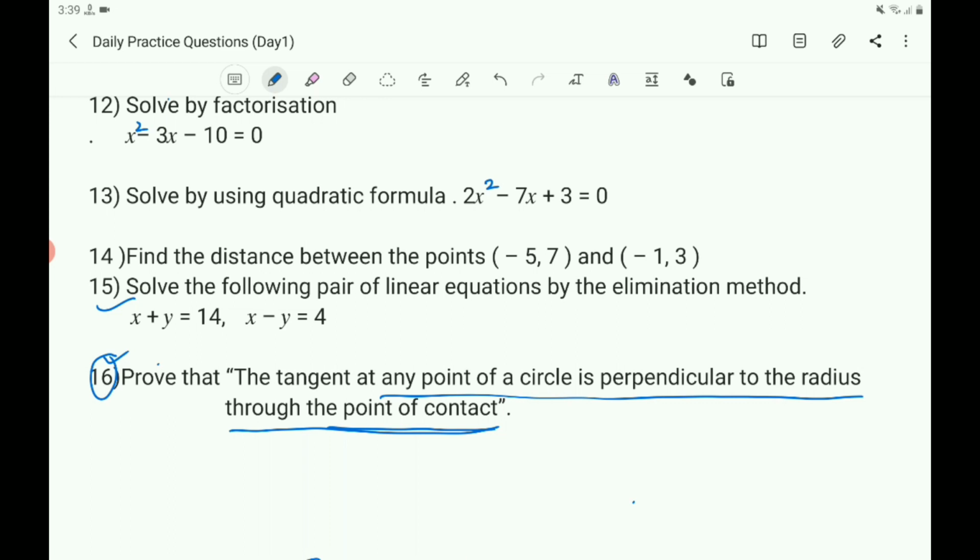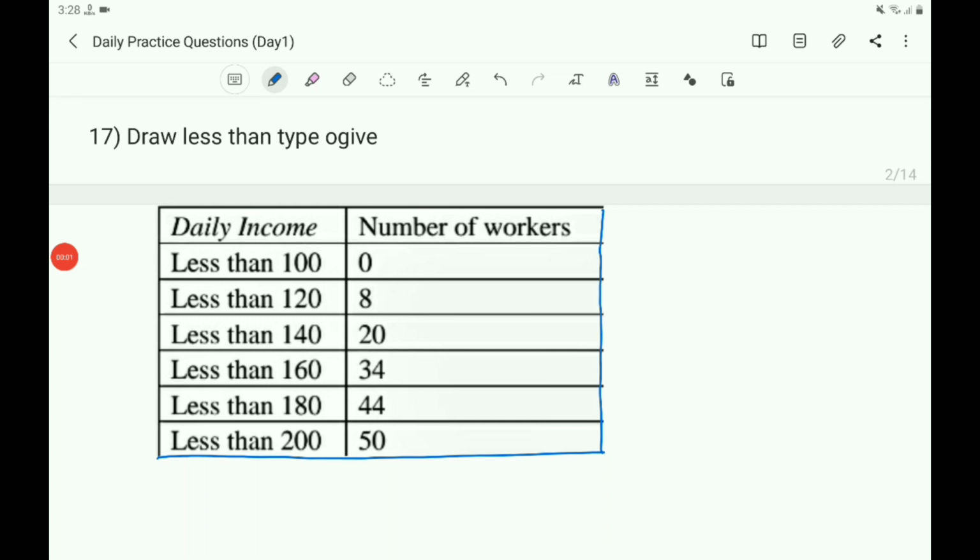This theorem is already proved in the circle chapter. Go through the playlist of the circle chapter and learn the theorem. If you learnt already, that is okay, you write it by your own. But if there is any doubt, go through the playlist of the circle chapter and learn the theorem. Now the 17th question, draw less than type ogive.